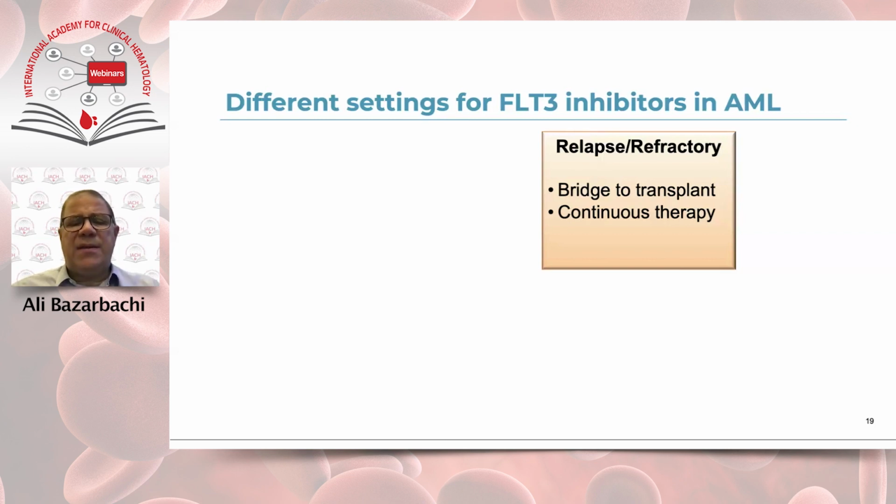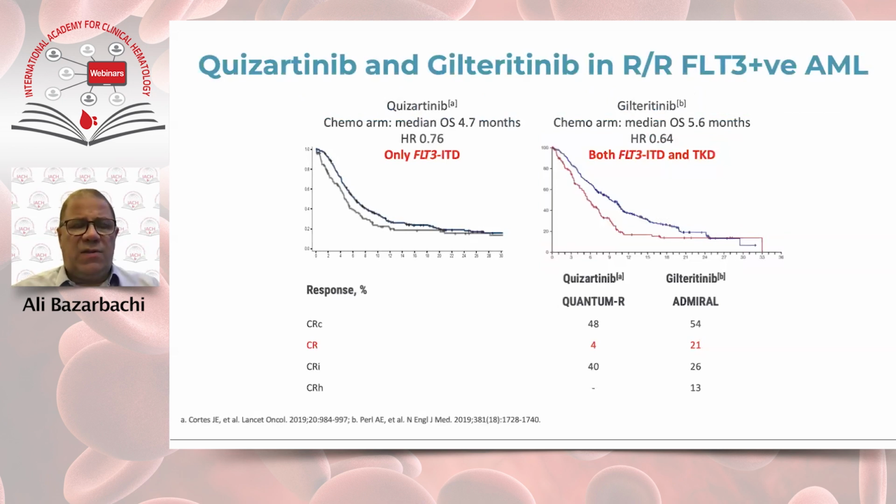So this is probably not the best way of using FLT3 inhibitors. Gilteritinib is approved for relapse refractory FLT3 AML. And you can see here that patients who received gilteritinib on your right-hand side for relapse refractory AML, FLT3 AML, both FLT3 ITD or TKD, had a significant improvement with a hazard ratio of 0.64 in overall survival, but still the long-term outcome is quite dismal.